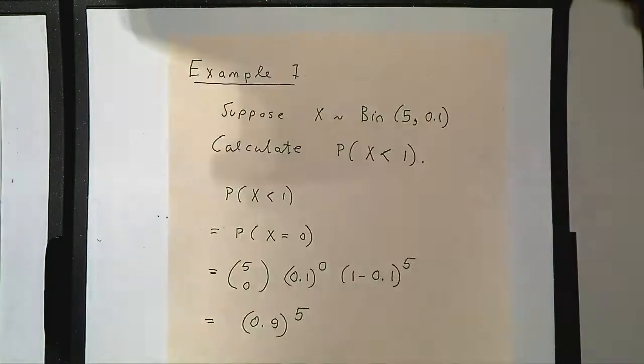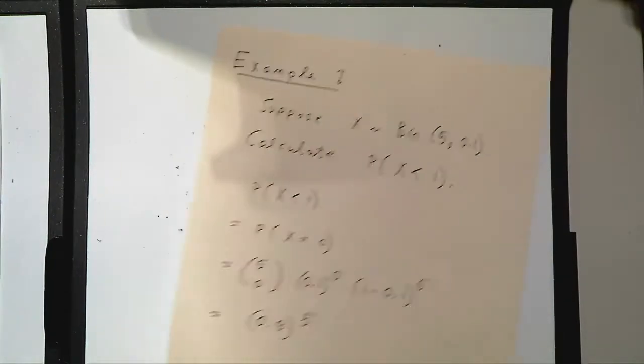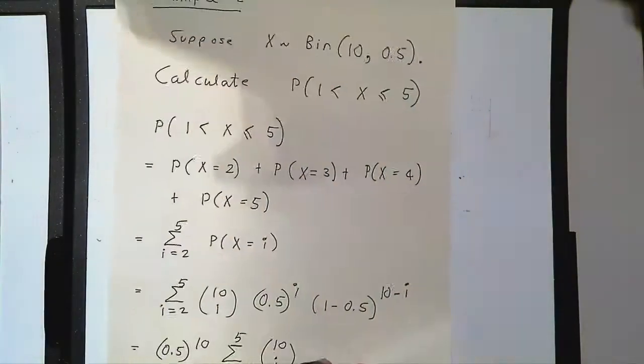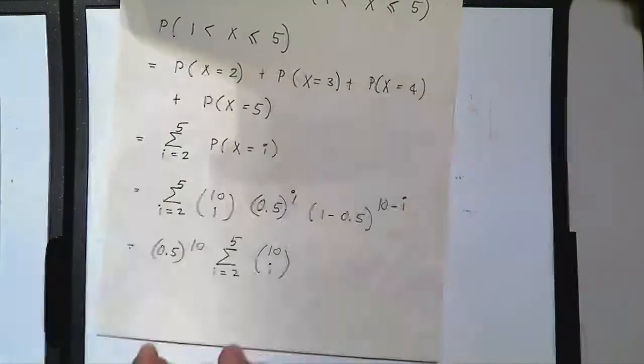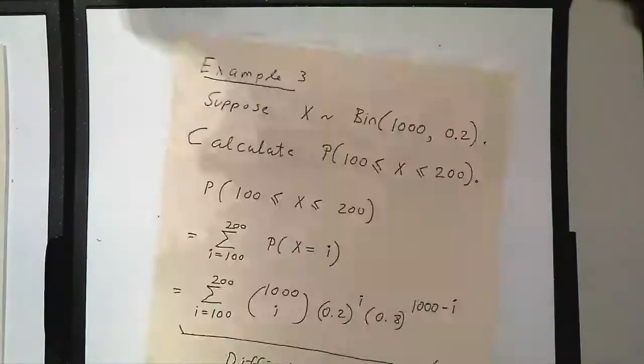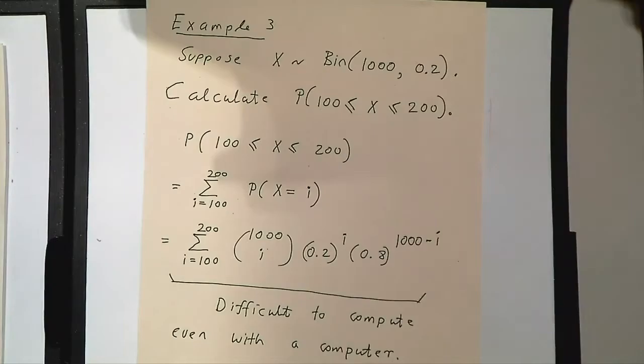Then I did 3 examples. This is the first example, which is trivial, right? This is the second example, which is not really difficult. Okay, and this is the third example. The third example, I couldn't do it because you get to a formula like this, right? And you can't compute this formula even with the computer, because the numbers are so large, right?